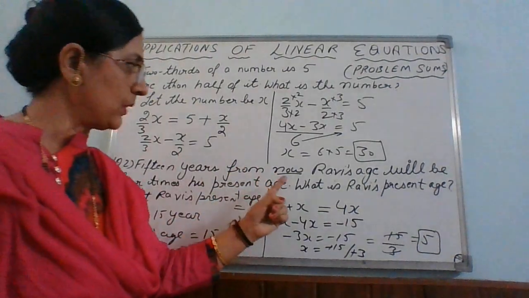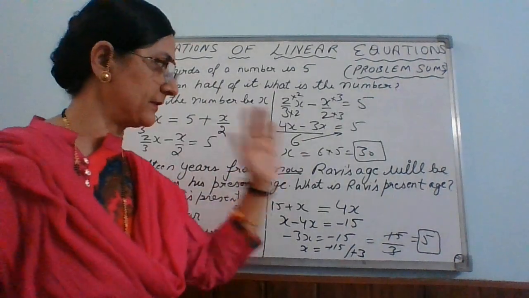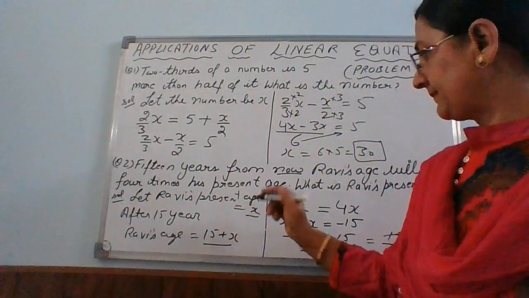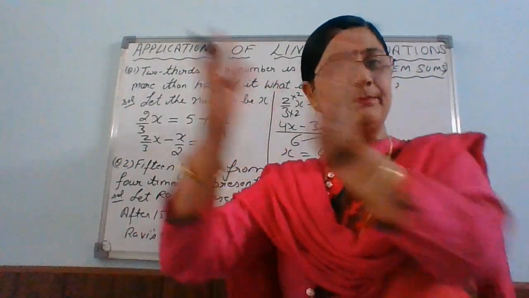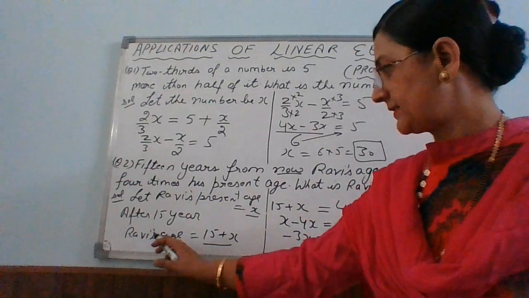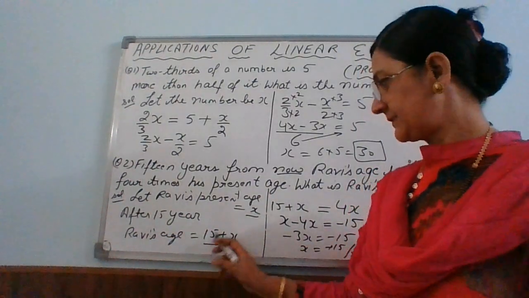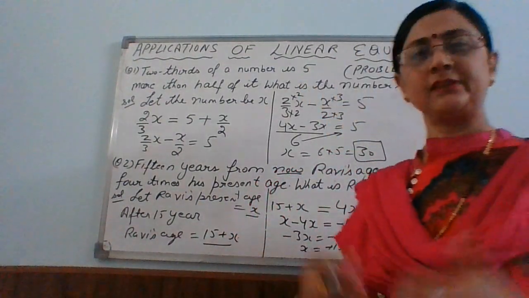Let me explain this problem again. 15 years from now, Ravi's age will be 4 times his present age. What is Ravi's present age? Now the present age is asked. So let the present age be x. You assumed the present age to be x. Now 15 years from now, Ravi's age will be 15 plus x. You have to add 15 to it. You can write x plus 15 or 15 plus x. That means the same thing, right? So this is the age after 15 years.